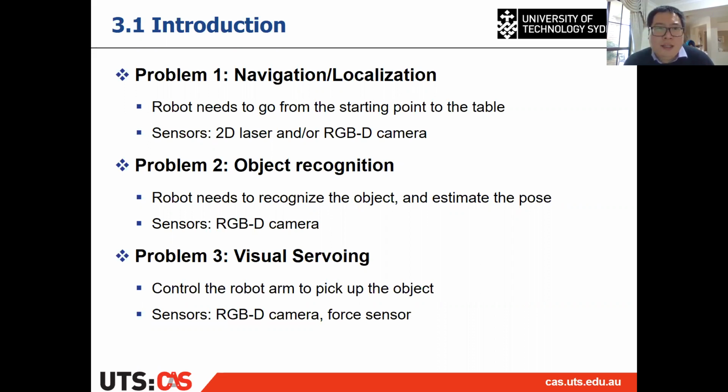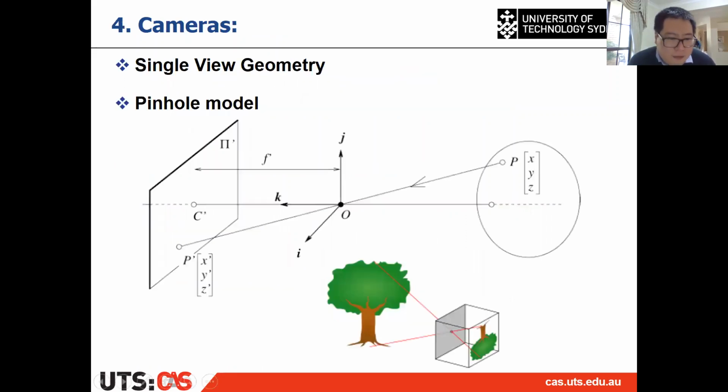All right, so that is the introduction, and after that we introduced the camera, the single camera. This is the most commonly used sensor everywhere. It is cheap. It is quite easy to get it and use it, right?